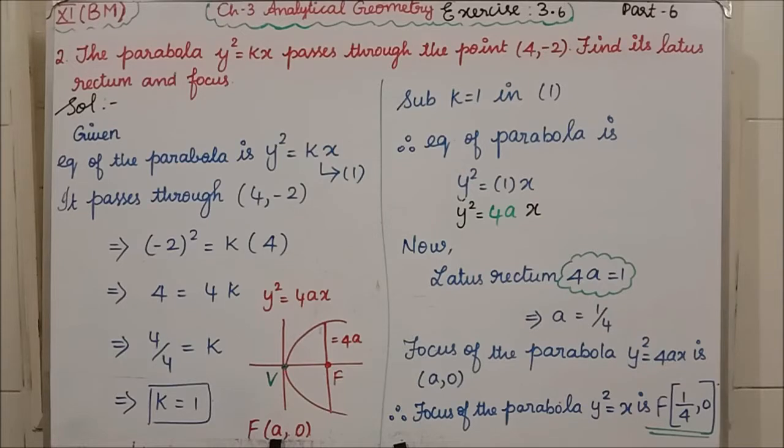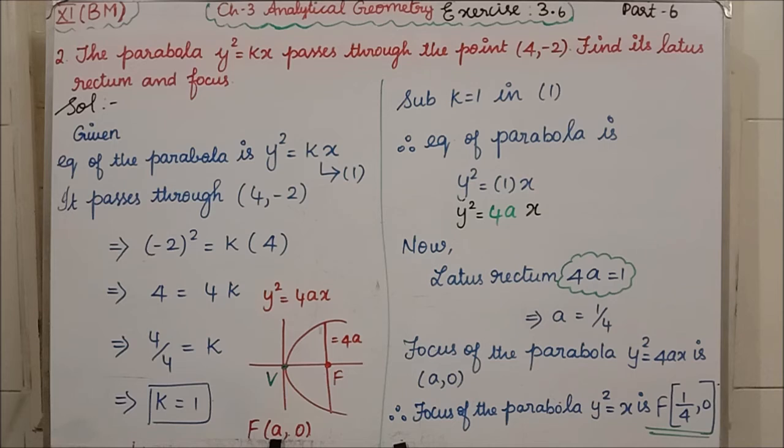See the question: the parabola y square equal to k into x passes through the point 4 comma minus 2. Find its latus rectum and focus. Can you understand it, students? They have given the parabola y square equal to kx.